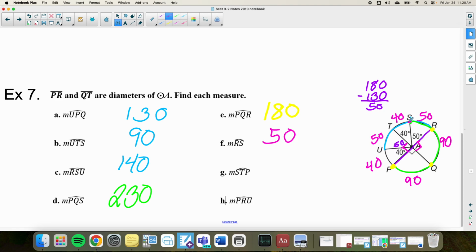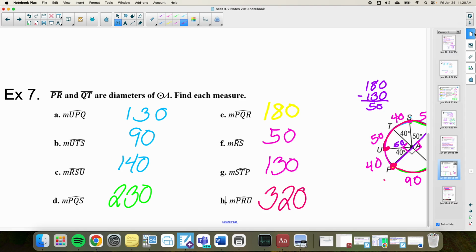STP, start at S, go through T to P. So you're gonna add 40 plus 50, which is 90, plus 40, which is 130. And then we are going to do PRU. So let's look at that one, PRU. You start here, go through R, all the way to U. Okay, isn't it the whole circle except for 40? Yes. So what could you do? 360 minus 40 would be your easiest way, and that's 320, or you could have added around, okay?